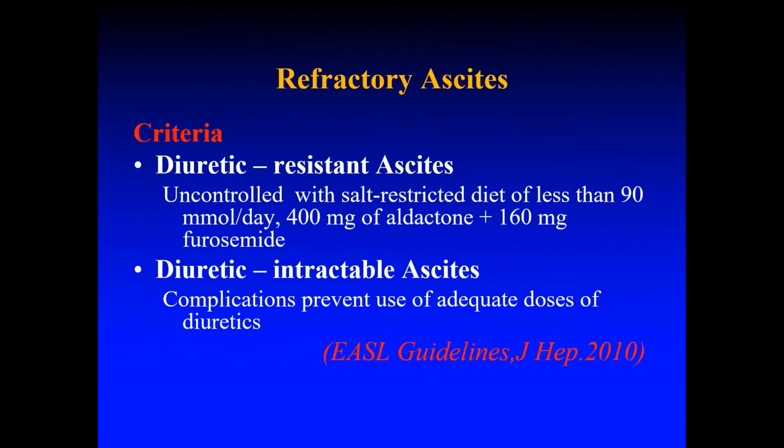Now coming to refractory ascites, this can be diuretic resistant ascites or diuretic intractable ascites. Diuretic resistant ascites is ascites uncontrolled with a salt restricted diet of less than 90 millimoles per day, with 400 mg of aldactone plus 160 mg of furosemide, and diuretic intractable ascites is when complications prevent the use of adequate doses of diuretics.